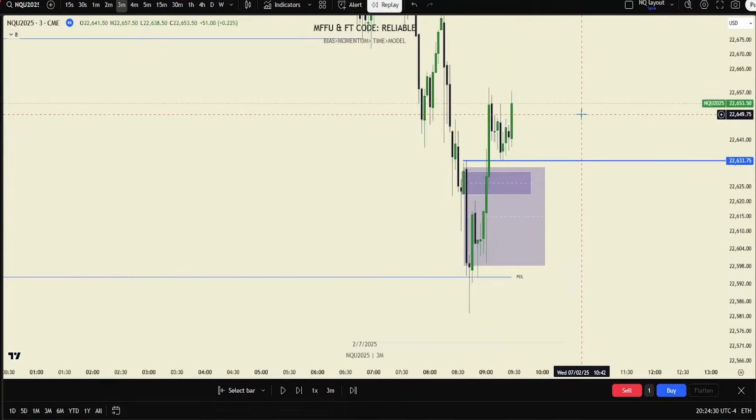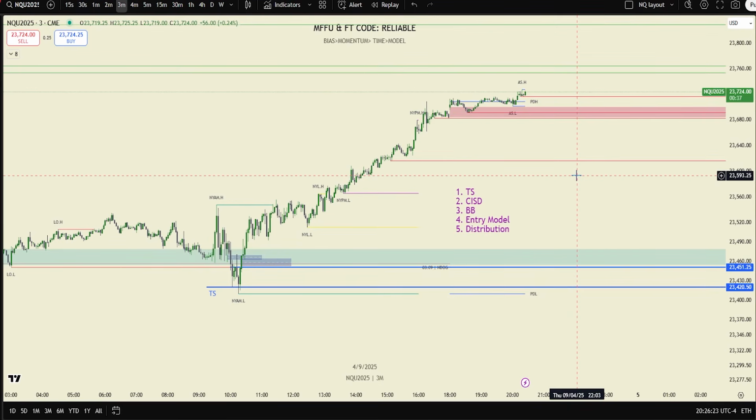So one more time, the framework starts with the turtle soup, which then leads into a change in state of delivery, followed by a breaker block, then your entry model, and finally we'll distribute to the opposite side of liquidity.